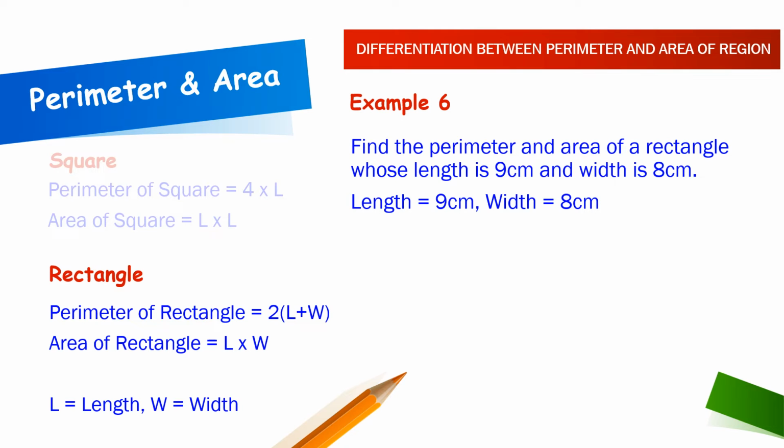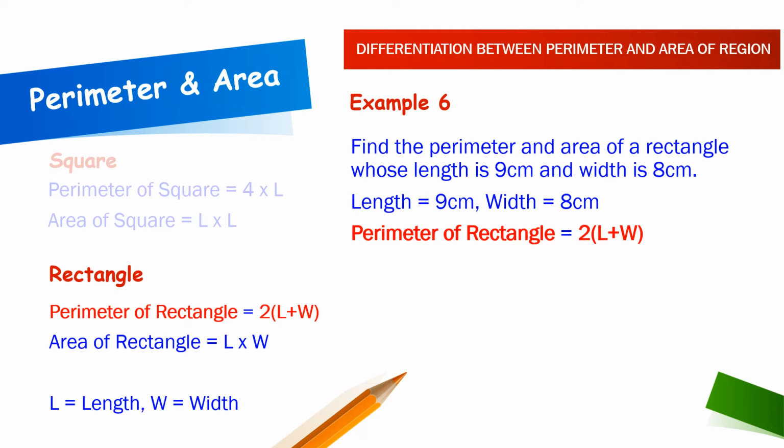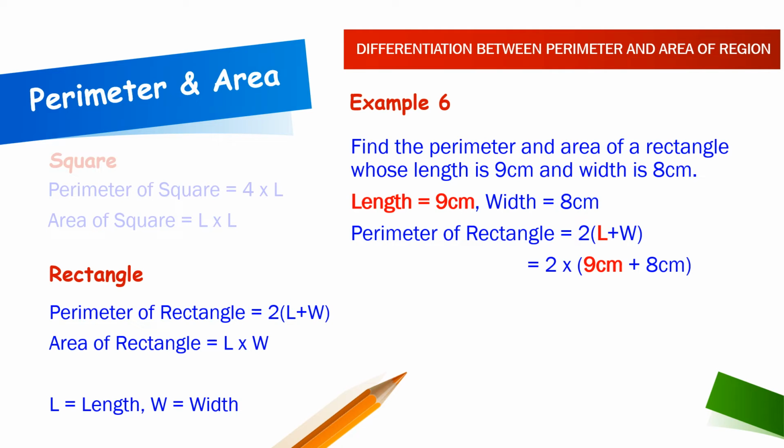So let's write this out. We have length equal to 9 centimeters and width equal to 8 centimeters. The formula for the perimeter of a rectangle equals 2 times (length plus width). So plugging in the value for length, which is 9 centimeters, and the value for width, which is 8 centimeters, gives us that the perimeter of the rectangle equals 34 centimeters.